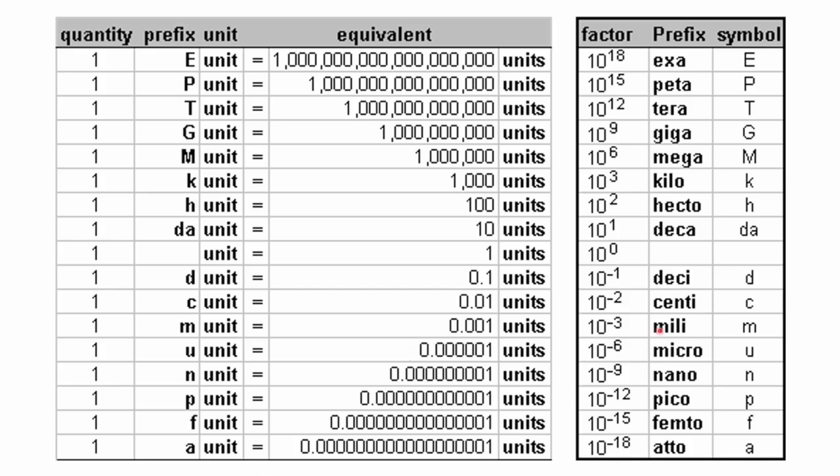And we can see the trend here. Nano will be 1 out of 1,000,000,000. Pico will be 1 out of 1,000,000,000,000. Be able to recognize the smaller units and then the larger units.